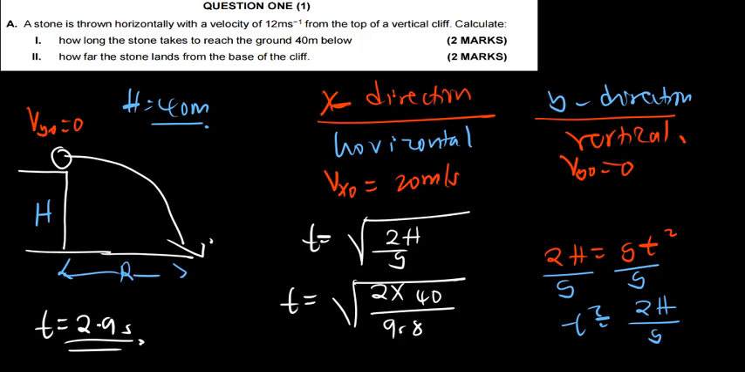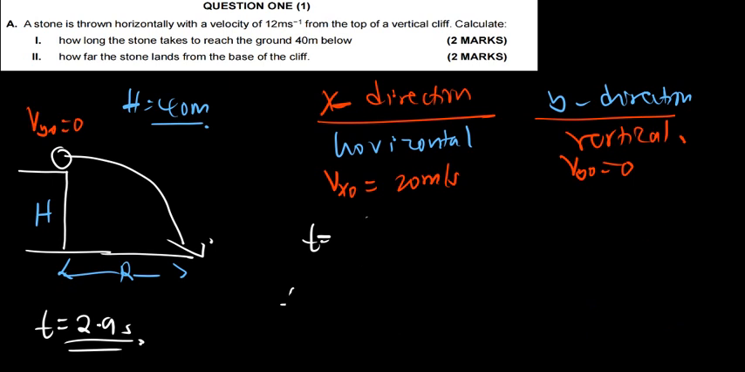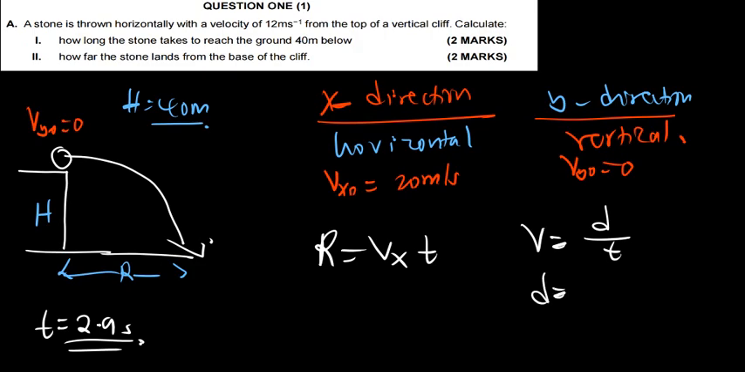Then how far does the stone land from the base? How do we tend to find the range? Finding the range is not hard. The range is given by Vx times t. Now I can show you this. Velocity is equal to distance over time. So let's make distance the subject of the formula: d will be V times t. Now, the distance is the range, so replace d with r. Which velocity are we talking about?